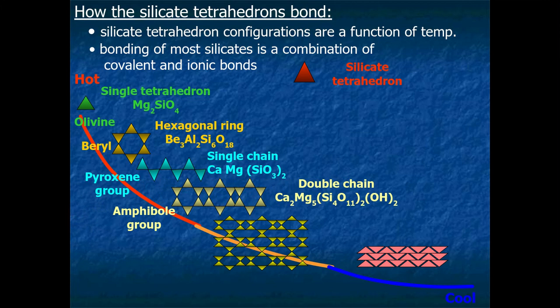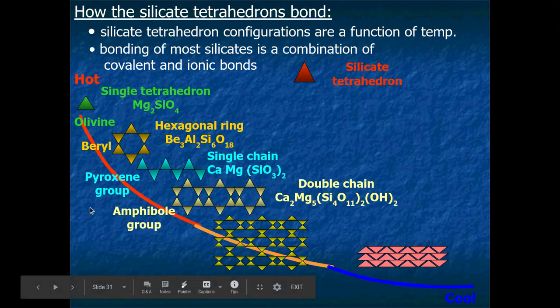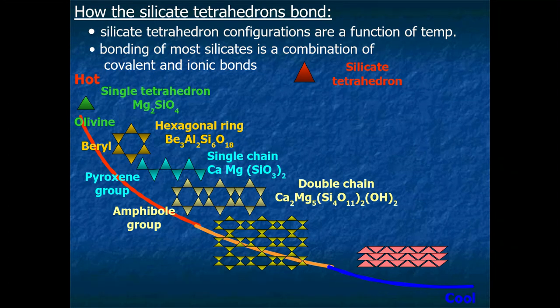Again, we continue to lower the temperature of the magma some more, and now nature begins to rearrange the tetrahedra, and now this is rearranged into what we call double chain tetrahedra, and we have calcium, magnesium, and there's the silica in a different ratio, and this is known as the amphibole group of minerals. So again, because of temperature, that tetrahedra now is rearranged according to its temperature.